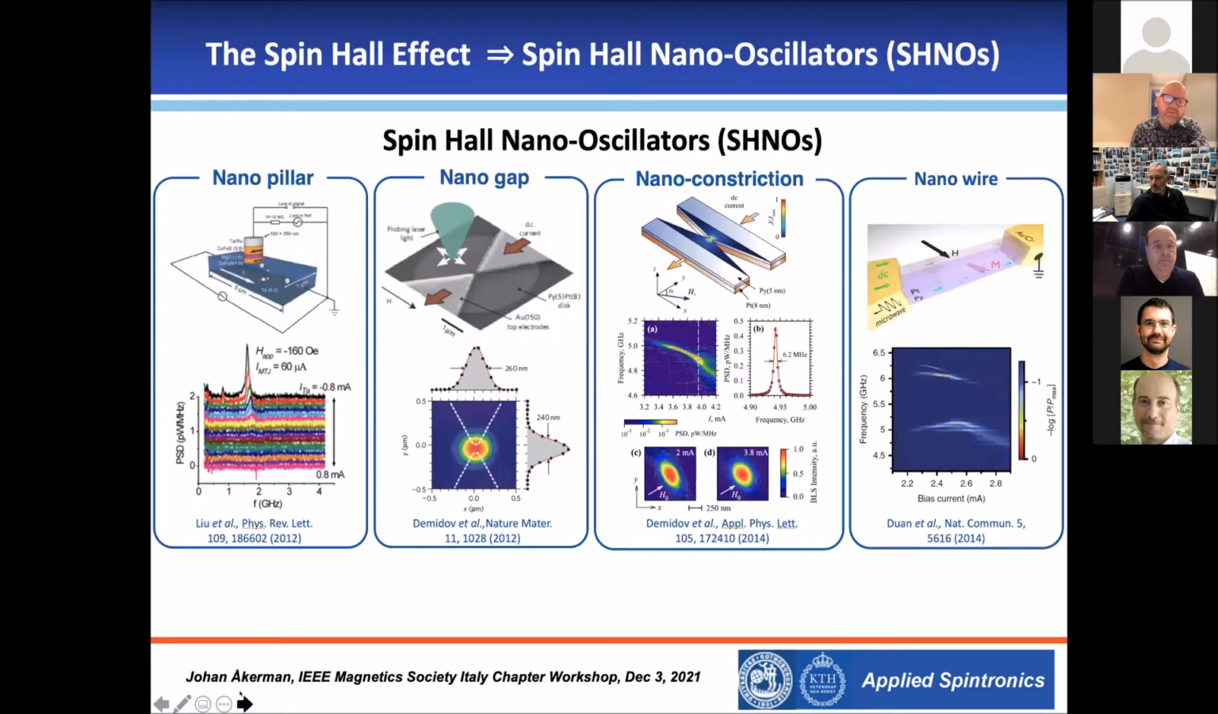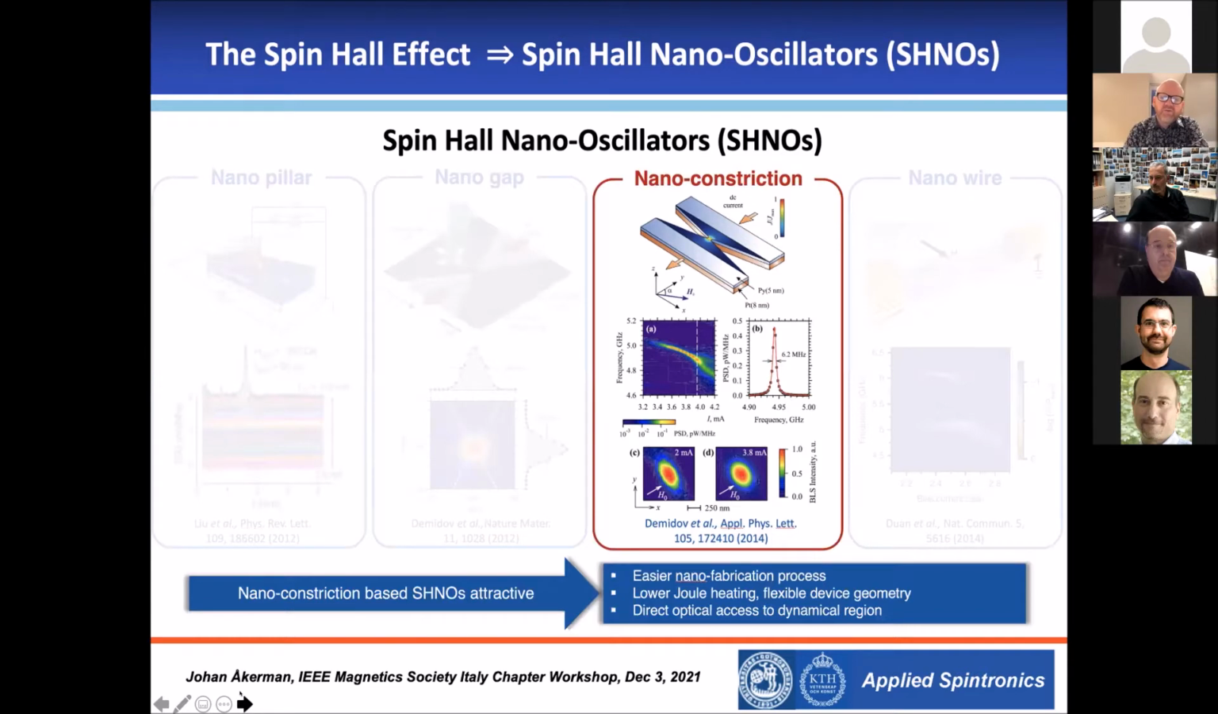Different groups have used this for quite some time now. Cornell used a nanopillar magnetic tunnel junction and a continuous extended tantalum layer underneath, and were able to show that they could switch the free layer of that tunnel junction and also sustain some dynamics in the free layer. Then more dedicated experiments on spin-Hall nano-oscillators were done in metal systems with nanogaps by Demidov et al. And then the same group also did nanoconstrictions a few years later, and nanowires have been demonstrated by Krivorotov's group, for example. And I will focus on the nanoconstriction.